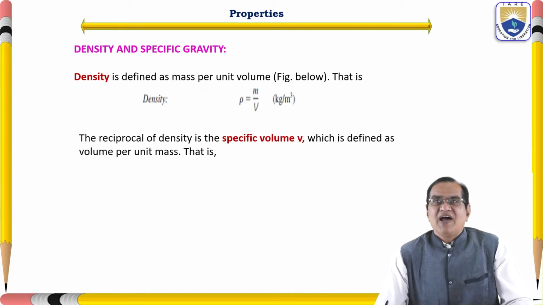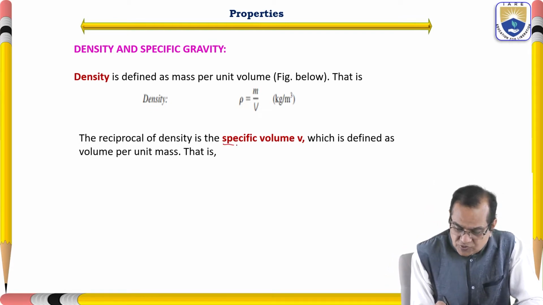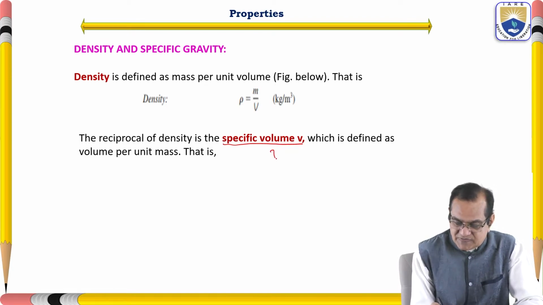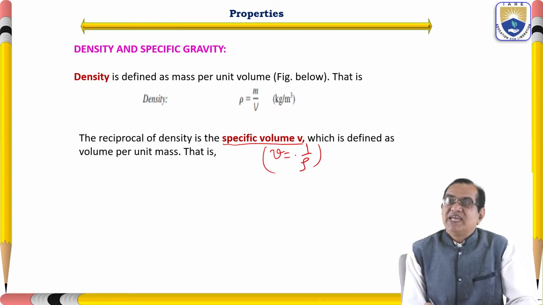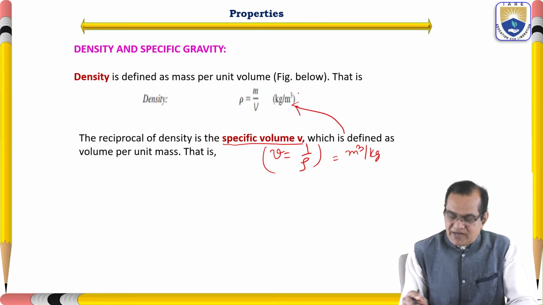The reciprocal of the density is called the specific volume. So here I have shown just now, the reciprocal of the density is called the specific volume. So this v is equal to 1 by rho. Means specific volume is the inverse or reciprocal of the density, where rho is the density, which is defined as the volume per unit mass. The unit of this is meter cube per kg, and for the density it is kg per meter cube.